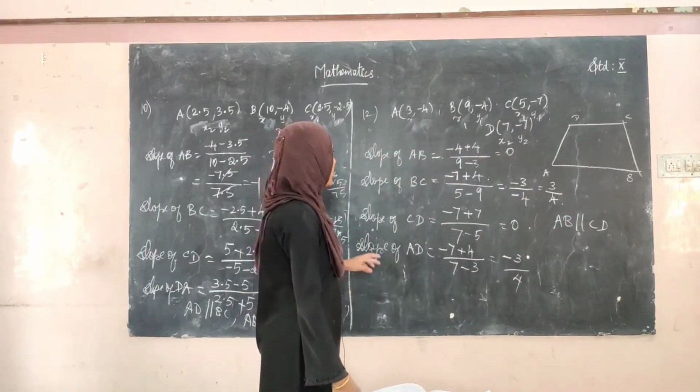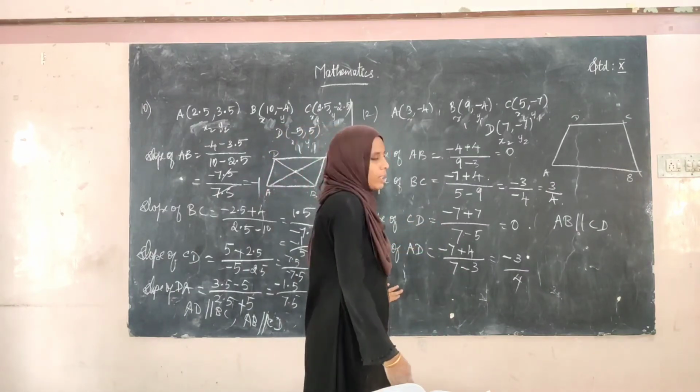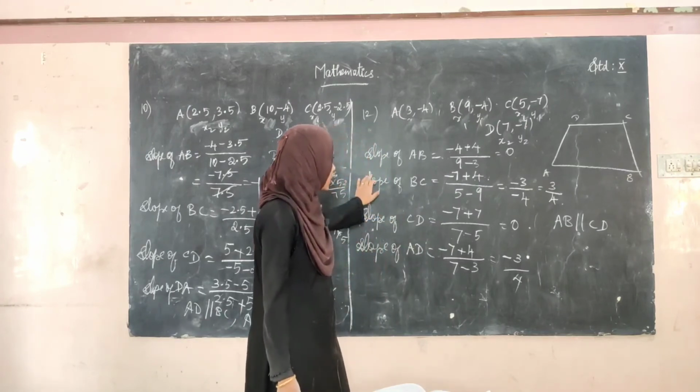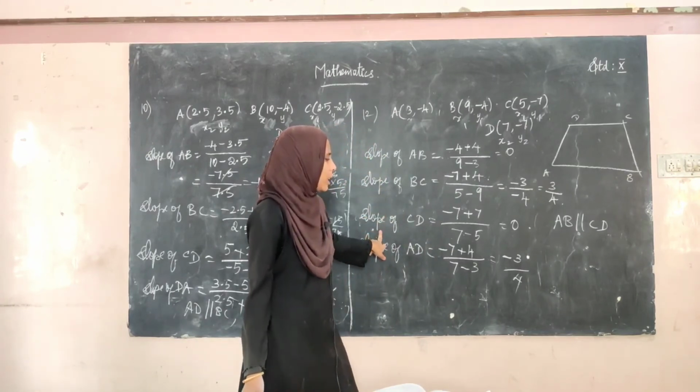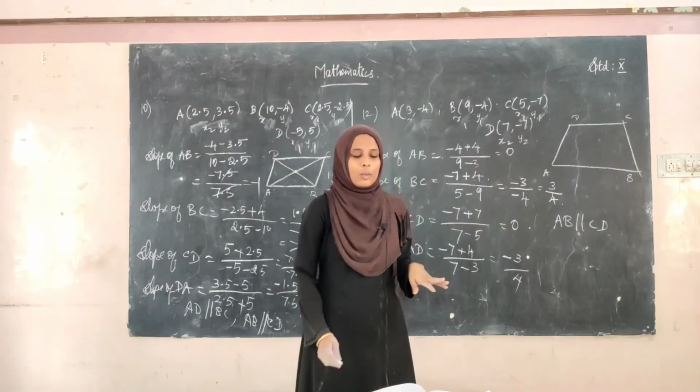So there is no problem, ABCD is a trapezium. ABCD forms a trapezium, we have to write it. Since the slope of AB is equal to the slope of CD, we know AB is parallel to CD. Therefore, ABCD forms a trapezium.